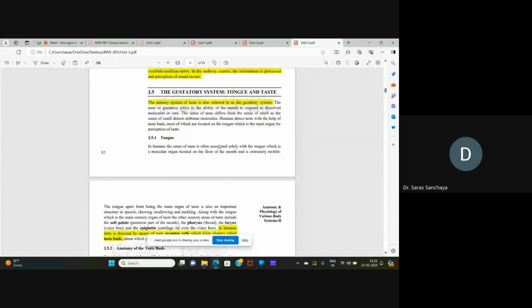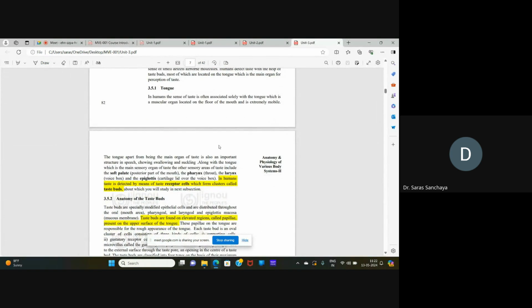Now we come to another system, the gustatory system, which consists of the tongue and the taste. The sensory system of taste is also called the gustatory system, which contains the tongue. Along with the tongue, which is the main sensory organ of taste, other sensory areas of taste include the soft palate, the posterior part of the mouth, the pharynx, the throat, the larynx, that is the voice box, the epiglottis, that is the cartilage lid over the voice box. In humans, taste is detected by means of taste receptor cells, which form clusters called taste buds.